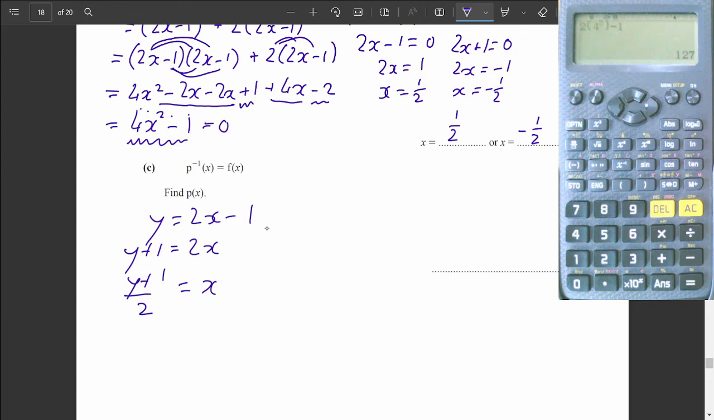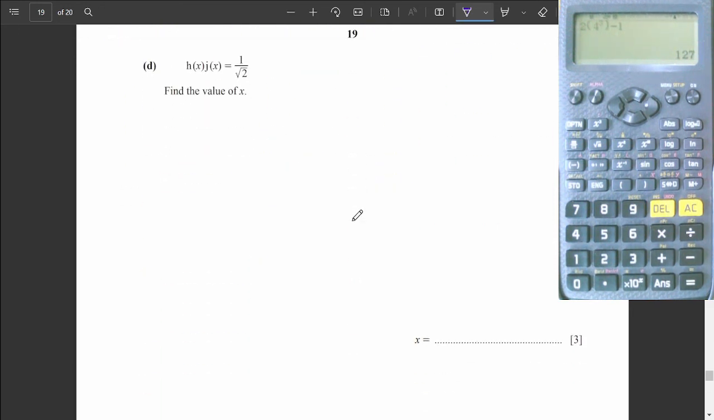Right. So the inverse of the function of f is x plus 1 over 2. Now, this can become very long. So this is equal to p minus 1. Now, if you want to know what p is, we're going to have to take that and reverse it again. Comes down to, this is the answer. And we've done it. Last one.